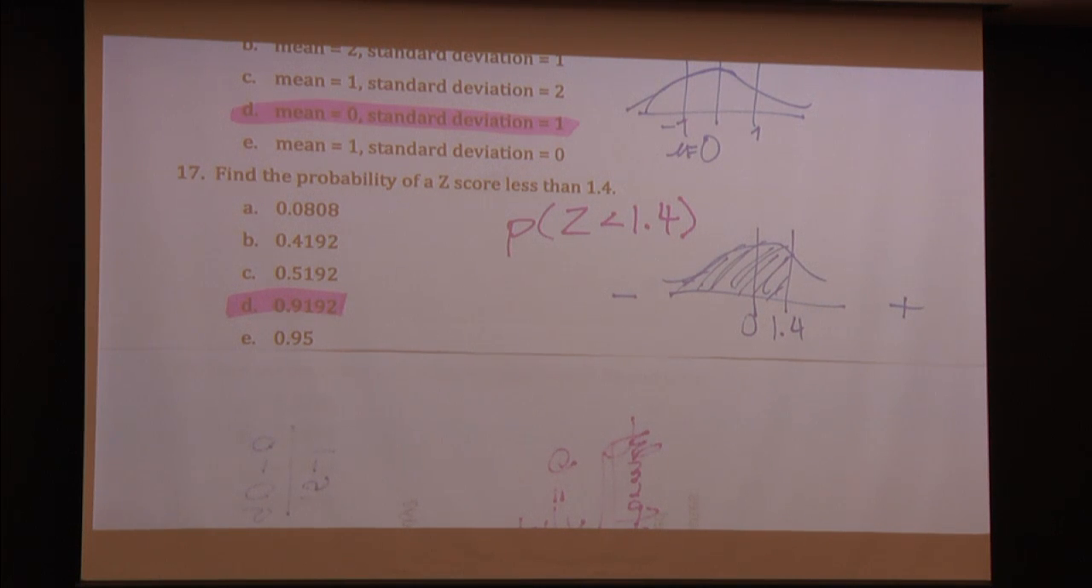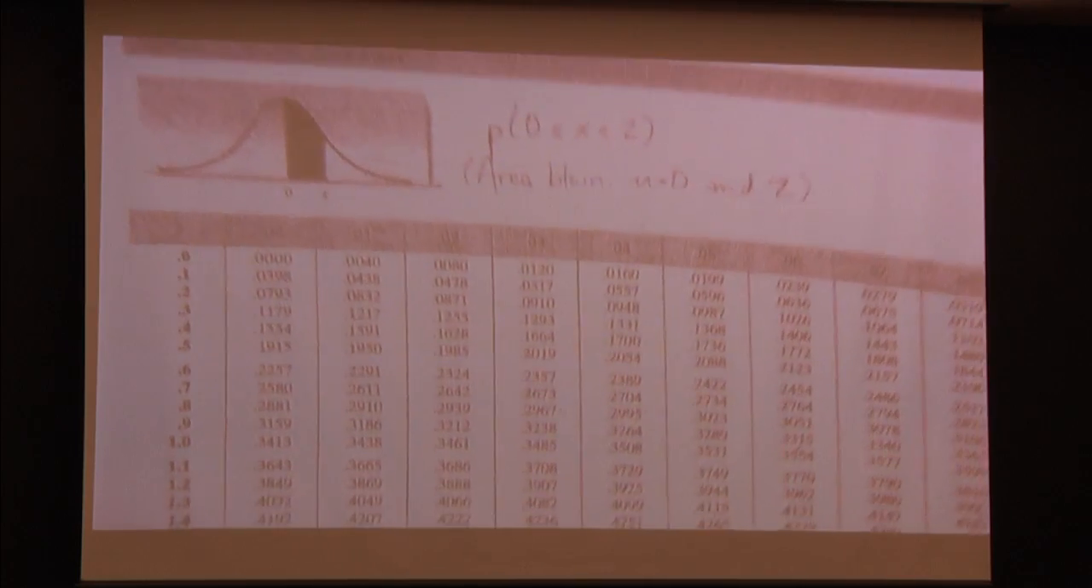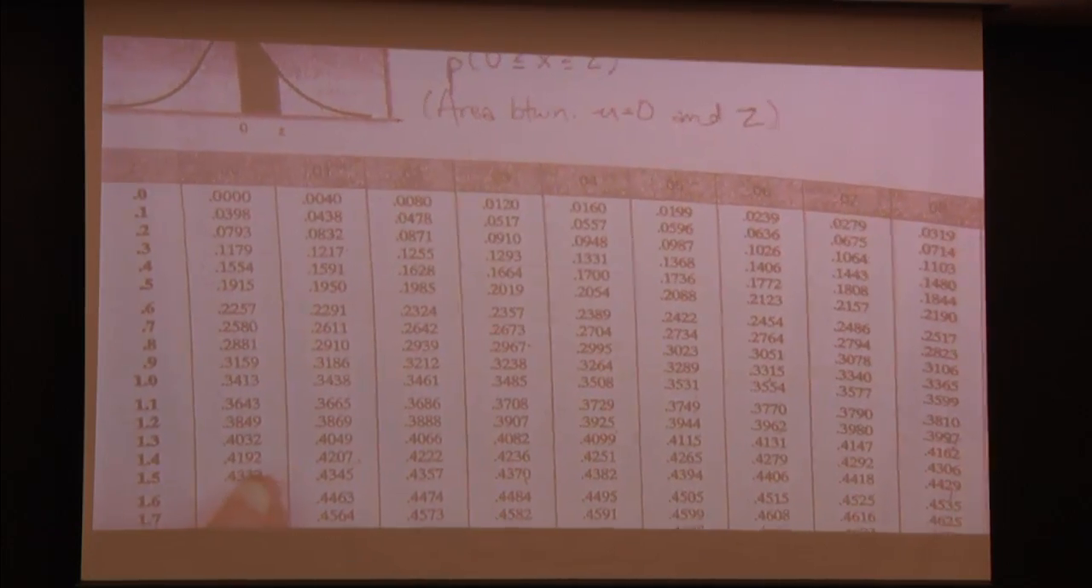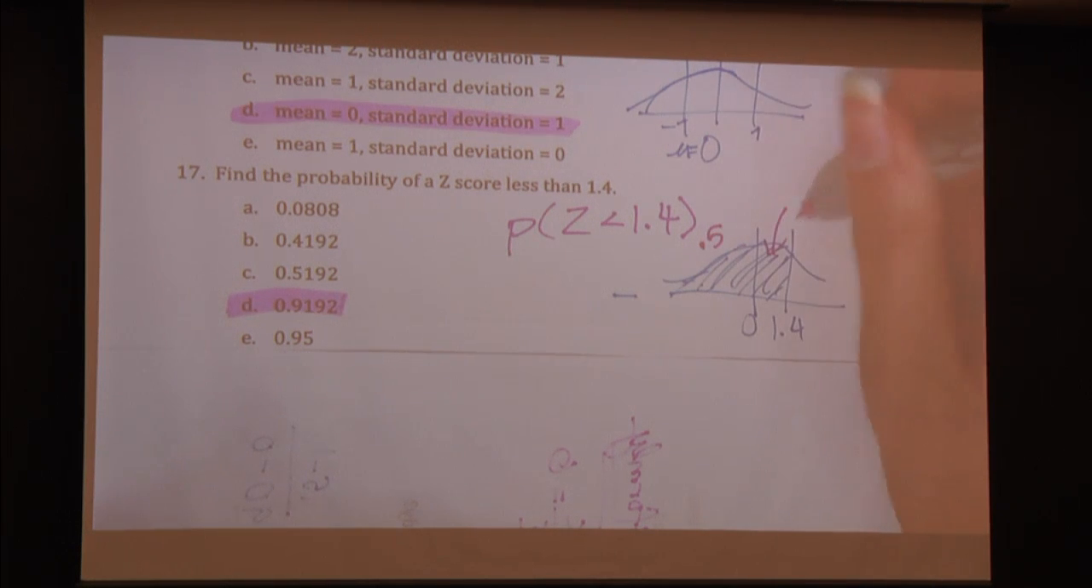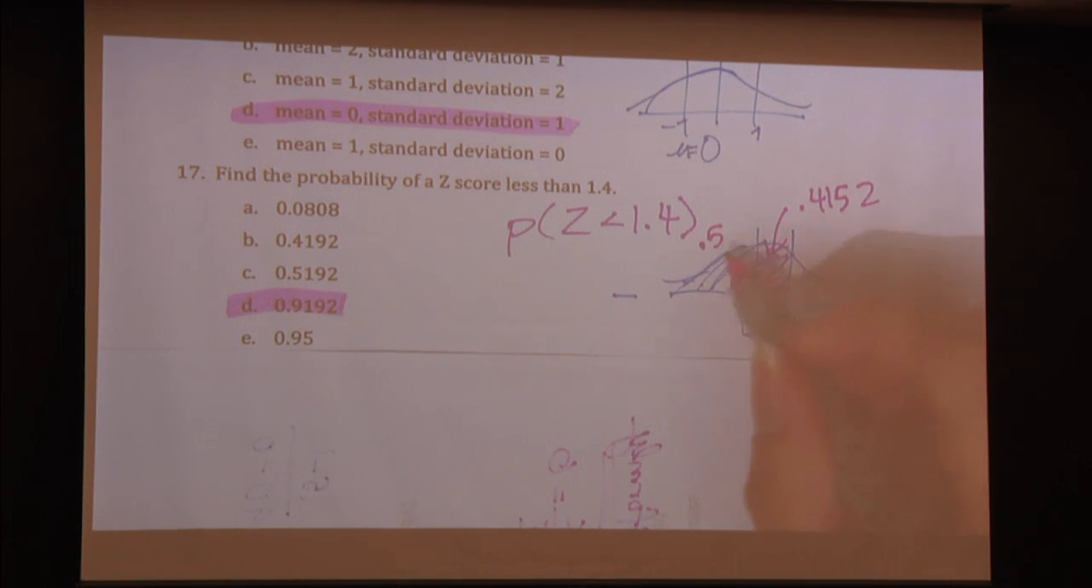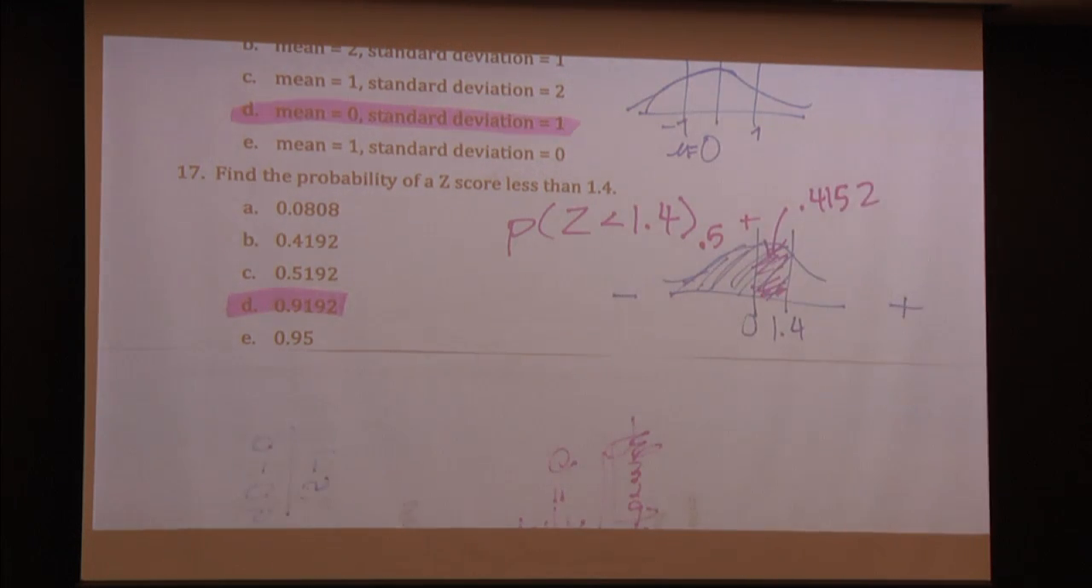So you see people lifting up their tables. So we can flip to the appropriate table. We grab our z-score. So when we look up 1.4, however, we get 0.4192. So why is the answer 0.9192? So we have to add the 50 over here. So that 0.4192 corresponds to just this piece. And then we add it with this 0.5 to the left.